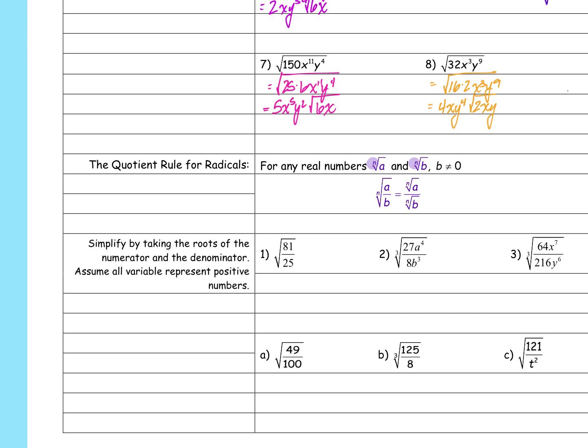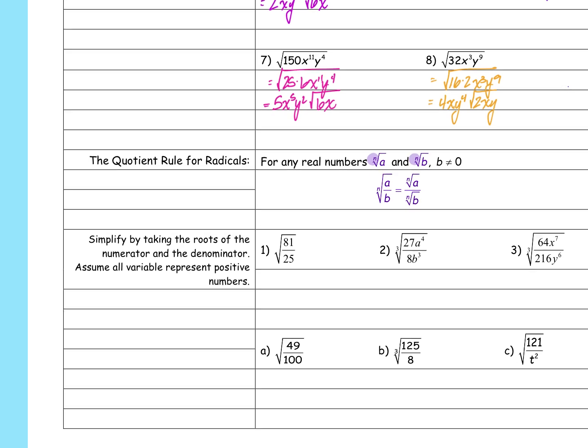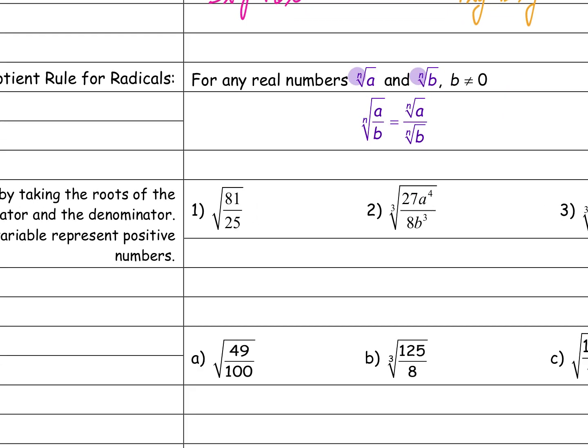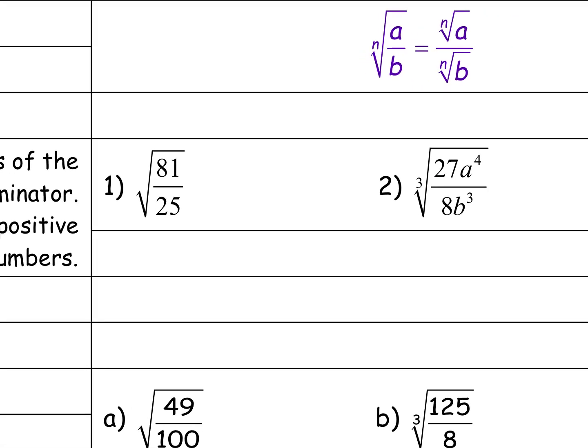So it says simplify by taking the roots of the numerator and the denominator, assume all variables represent positive numbers. So I want to take the square root of both of them. So what's the square root of 81 25ths? That should be 9 fifths, because the square root of 81 is 9, the square root of 25 is 5. Okay, that's it.